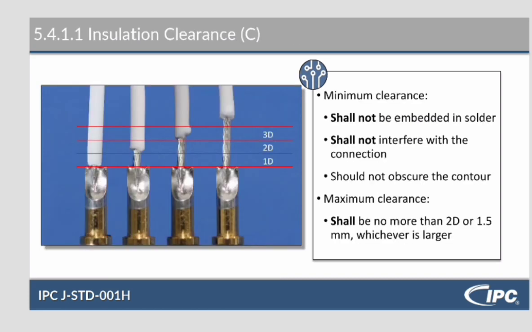Okay, so now we're at section 5.4.1.1, insulation clearance. For minimum clearance, the insulation shall not be embedded in the solder, shall not interfere with connection, and should not obscure the contour. Maximum clearance is that it shall be no more than 2 diameters or 1.5 millimeters, whichever is larger.